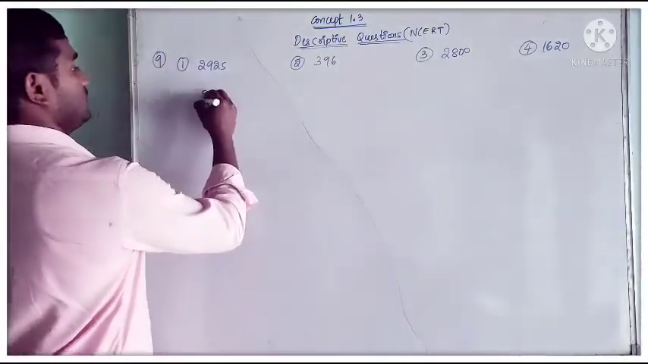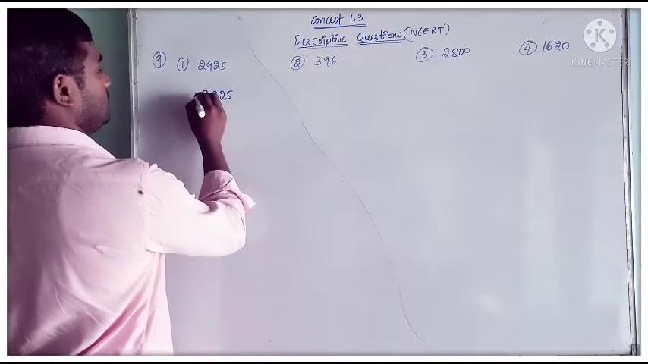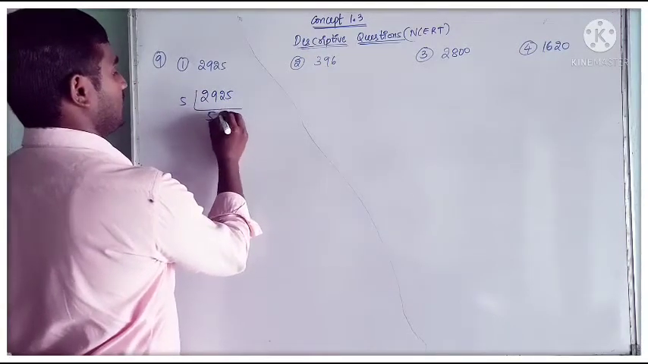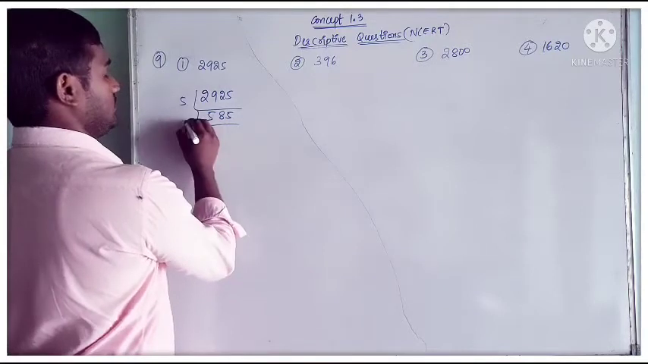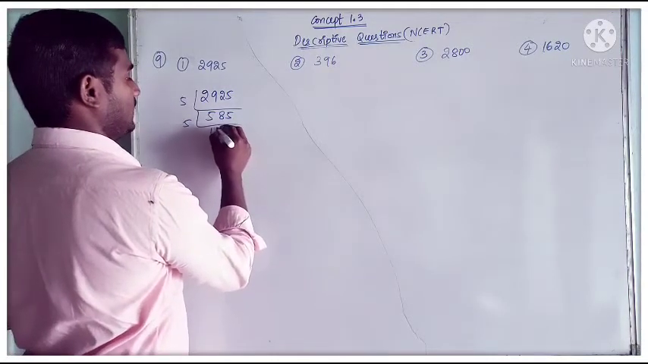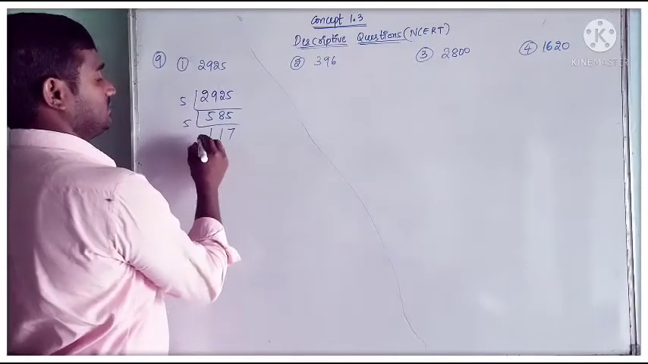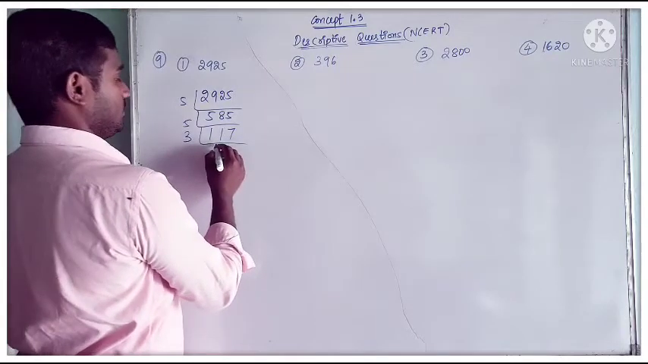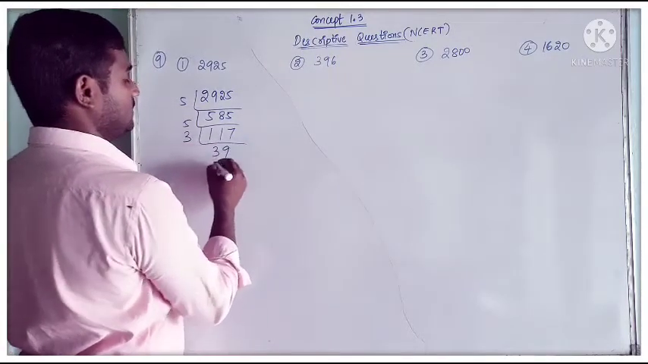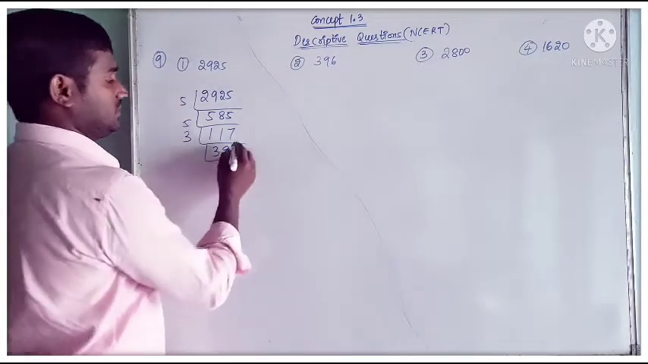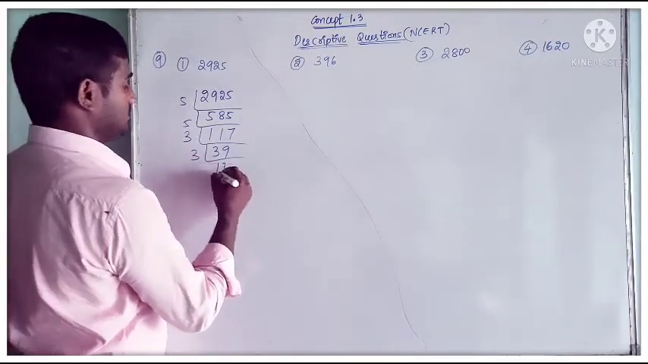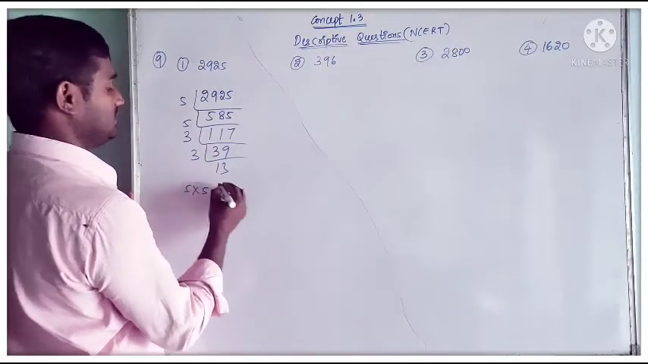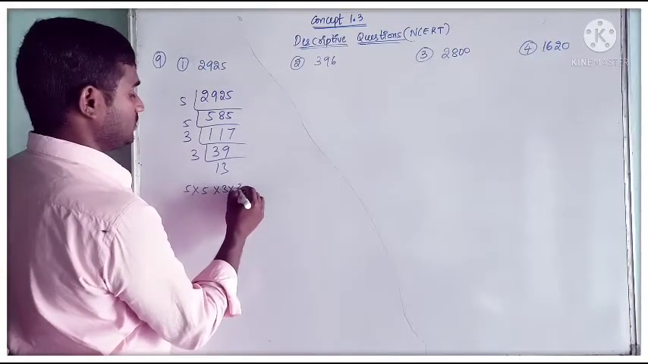See here, 2925. So 5 5s are 25, here 4 is there, 2, 5 8s are 40, 5 5s are 25, next 5 1s are 5, 5 1s are 5, 5 7s are 35, next 3 table you can take, 3 3s are 9, 3 9s are 27. Next, 3 13s are. Okay. Now write the prime factorization here: 5 into 5 into 3 into 3 into 13.